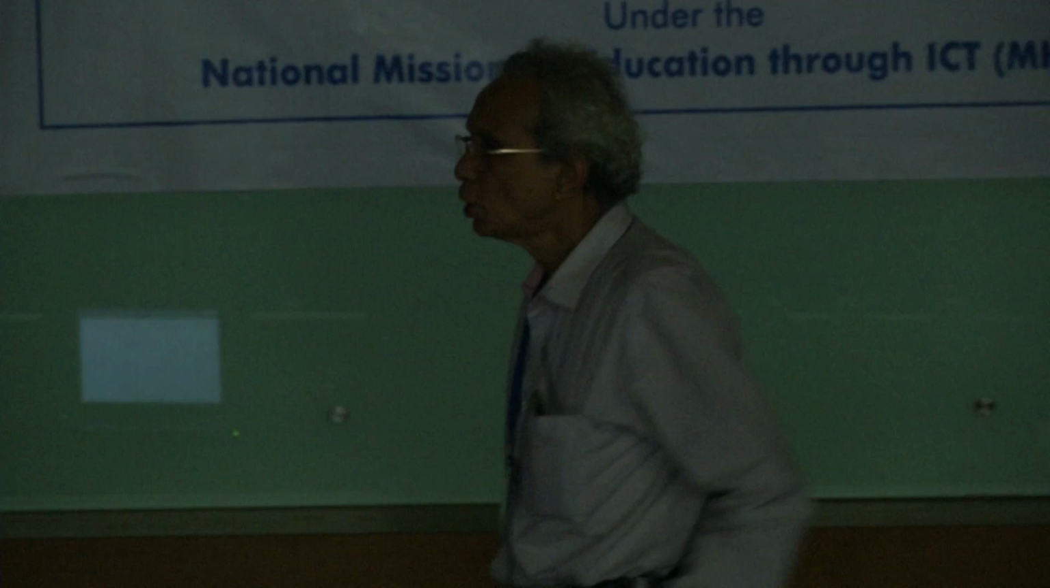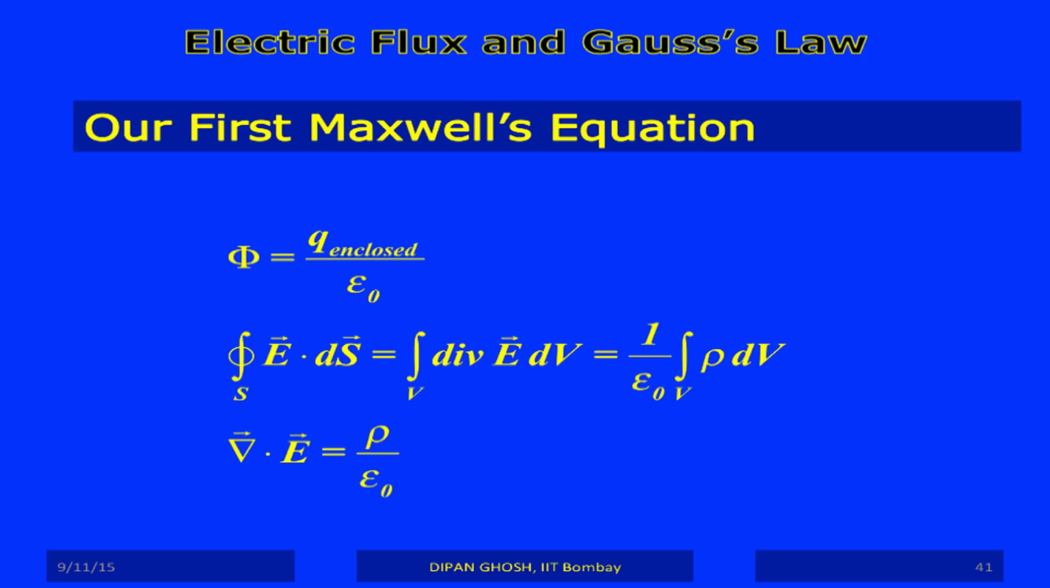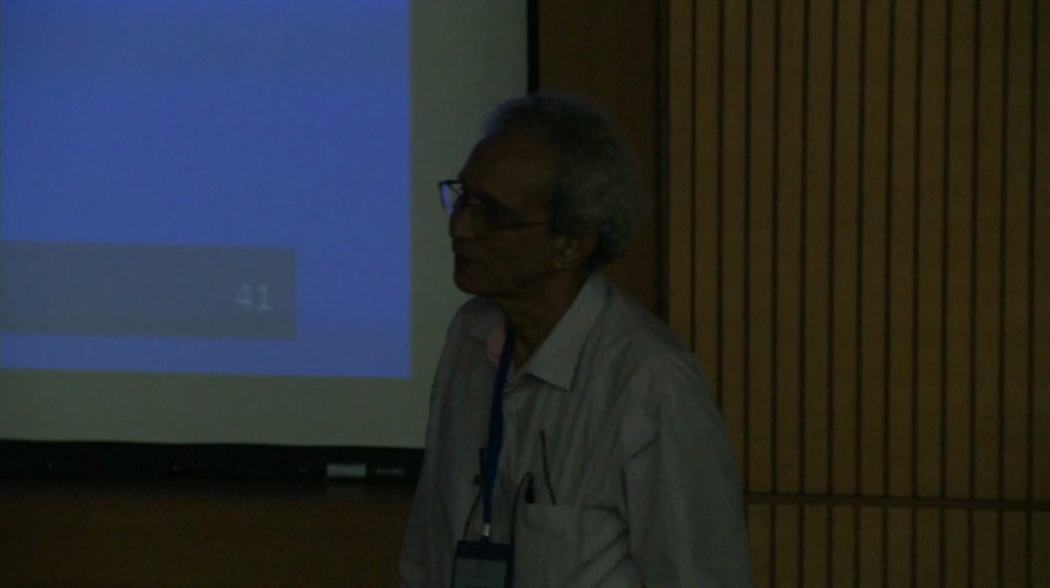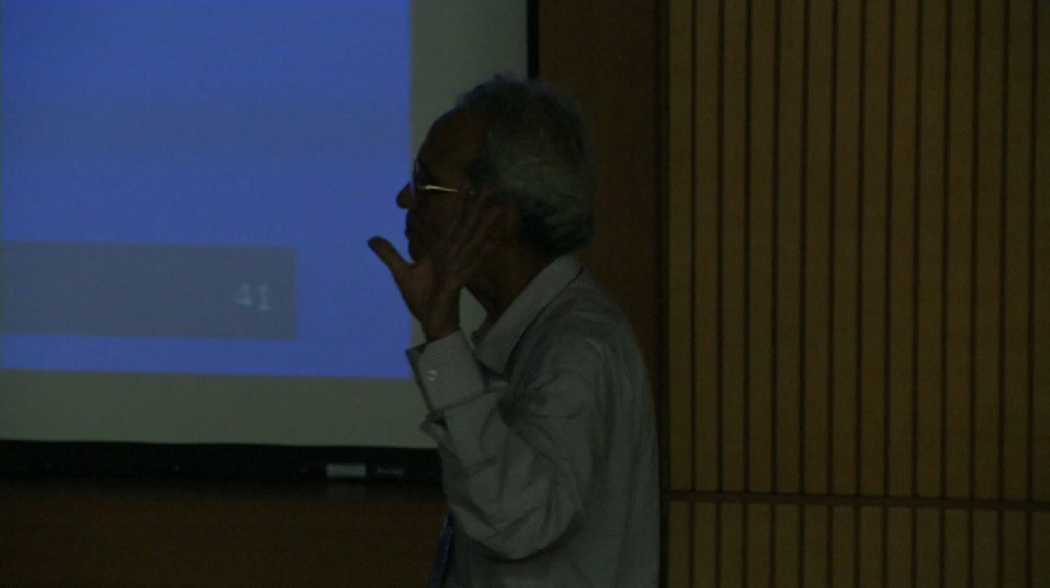Because of this reason, if you add up these angles, then in the case when the charge was outside, the contributions cancel out because each point subtends two areas on the surface and they will cancel out. So we say the flux is Q enclosed divided by epsilon 0. Whatever charge is inside, the outside one doesn't matter. So I have got this.